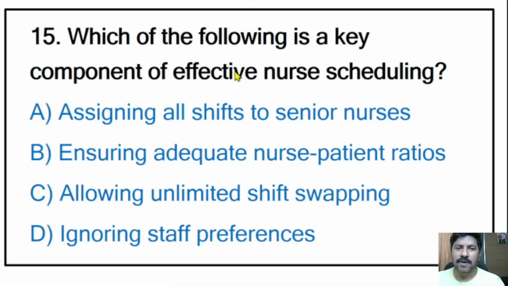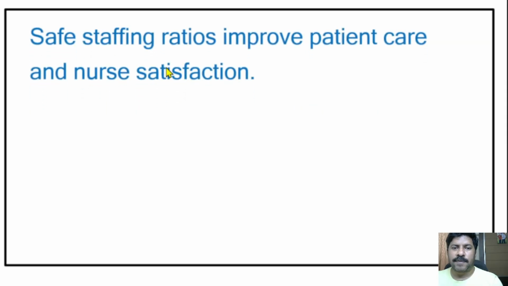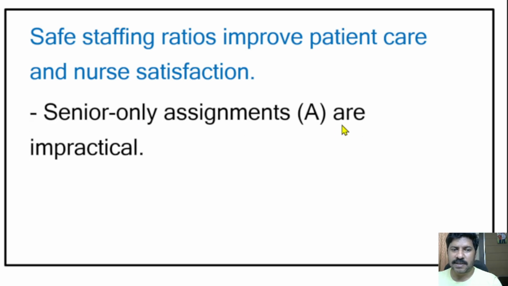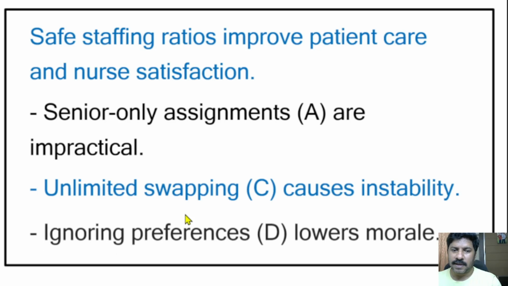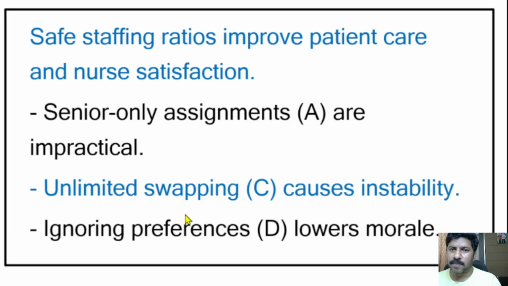Which of the following is a key component of effective nurse scheduling? Assigning all shifts to senior nurses, ensuring adequate nurse-patient ratios, allowing unlimited shift swapping, ignoring staff preferences. Correct answer is ensuring adequate nurse-patient ratios. Safe staffing ratios improve patient care and nurse satisfaction. Senior-only assignments are impractical. There will be seniors, there will be juniors, so both have to work as a team. Unlimited swapping means changing the staff from one ward to another ward. That causes instability. Ignoring preferences of nurses also lowers the morale of staff nurses.